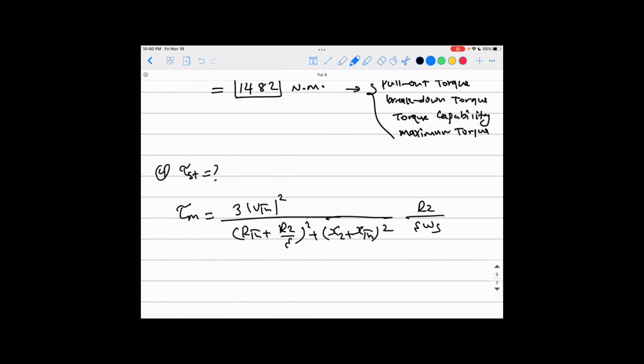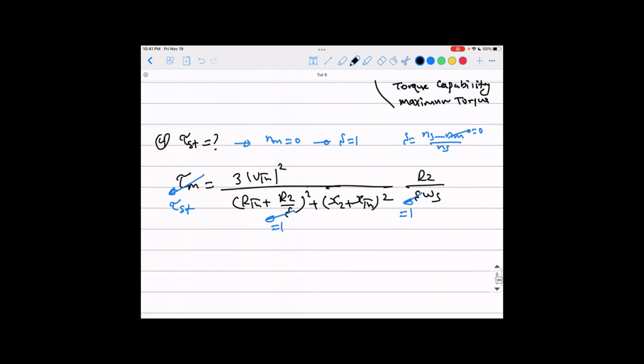The starting torque corresponds to a speed equal to 0, because that is a starting point. The machine didn't start yet, so the speed equals 0. This corresponds to a slip equal to 1, because the slip equals ns minus nm over ns. So if nm is 0, then the slip equals 1. That's easy. If you want the starting torque, simply replace the slip by 1. Call it the slip corresponding to the starting condition. Okay, guys?